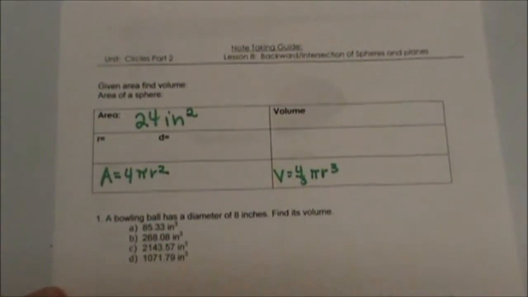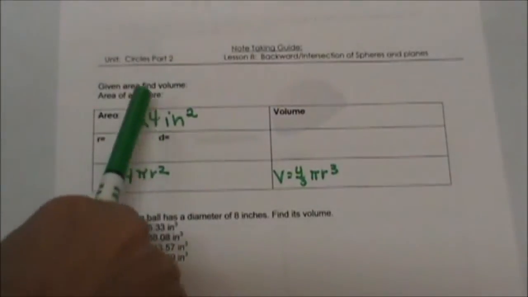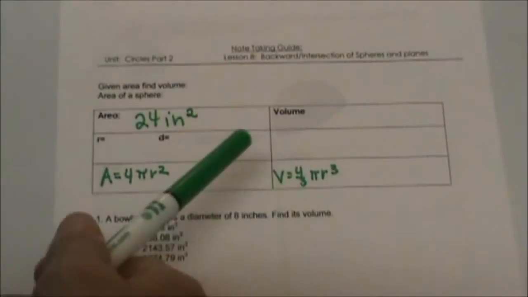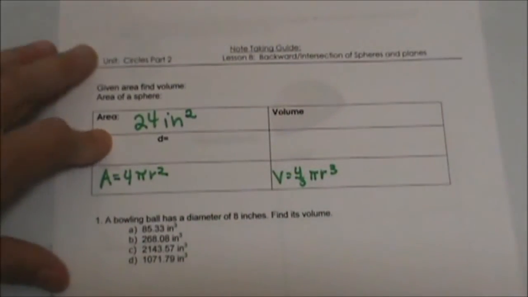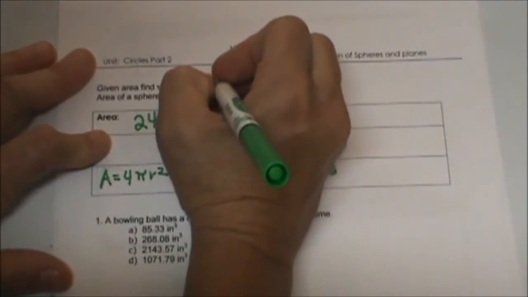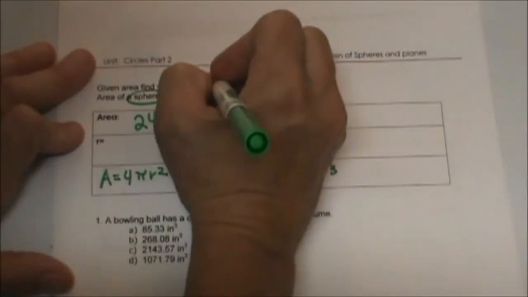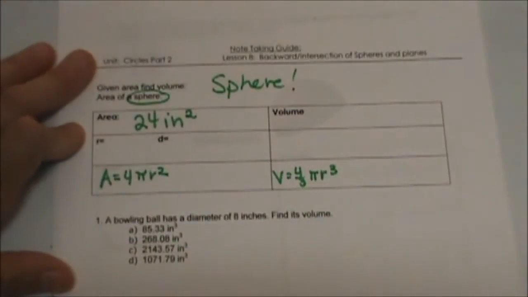Lesson. Okay, the first thing we're going to do is focus in on some backwards type problems. I'm going to give you information, then we have to work backwards and use that information to go forward. So we're kind of reviewing a little bit. Okay, let's say that we have the area, and this time these are all spheres. So this is the area of a sphere, and we need to find the volume, the radius, and the diameter.